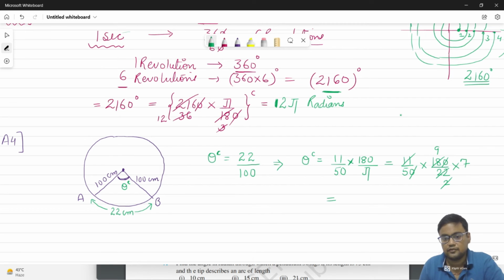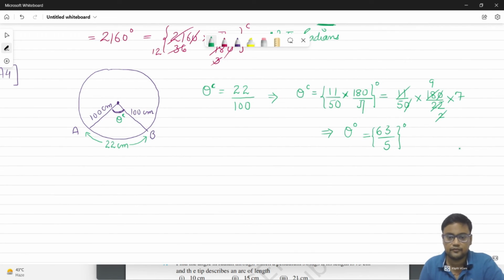So theta in degrees is 9 7s are 63 over 5. Only 5 is left. This value is in degrees. But since this is a fraction value, it will be converted into decimals, that is minutes and seconds. So 5 1s are 5, and then 13, 5 2s are 10, 12 3 by 5. So 12 3 by 5 degrees.